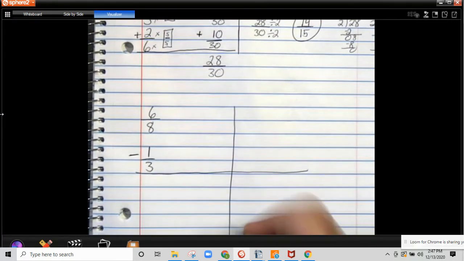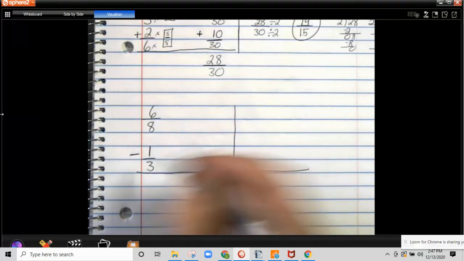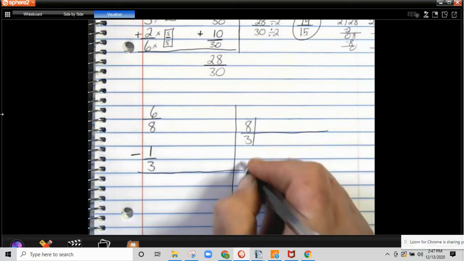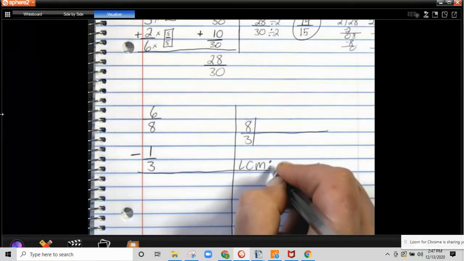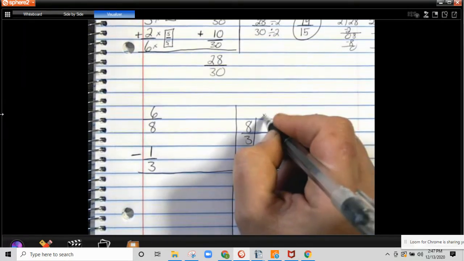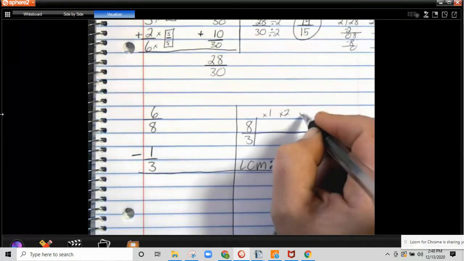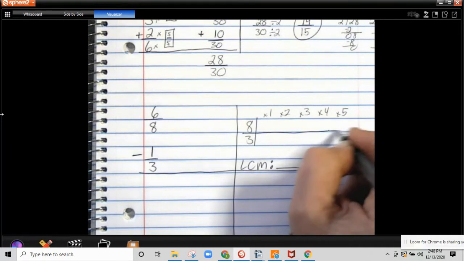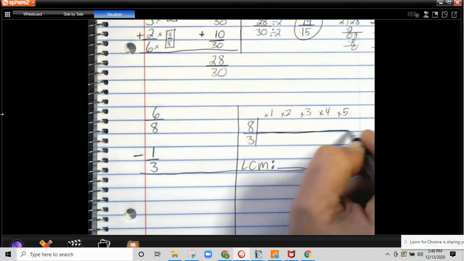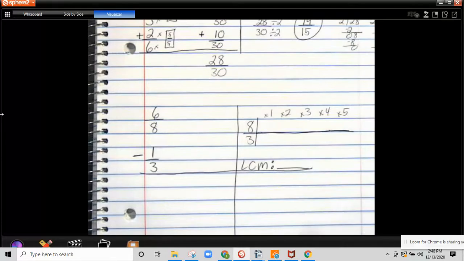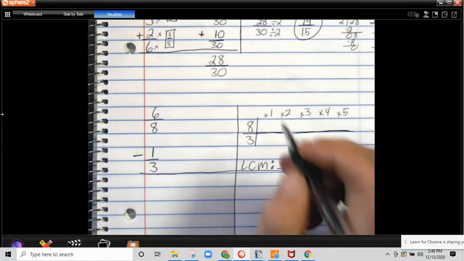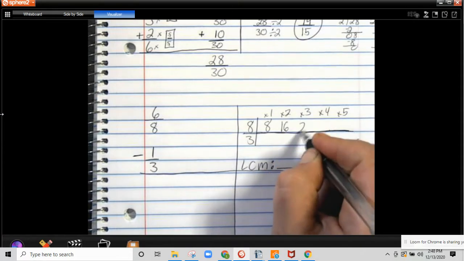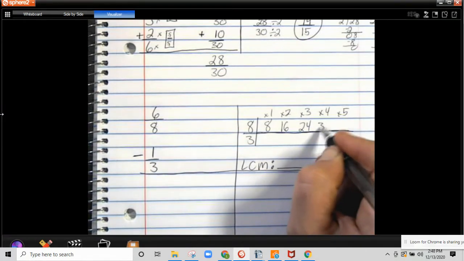So I've got my 4 square right here. So I'm going to bring my 8 and my 3 over here. My 8, my 3. This is my LCM. Times 1, times 2, times 3, times 4, times 5. And most times I won't have to go all the way up to my 5th multiple, but it's there if you need it. 8 times 1 is 8, 16, 24, 32.